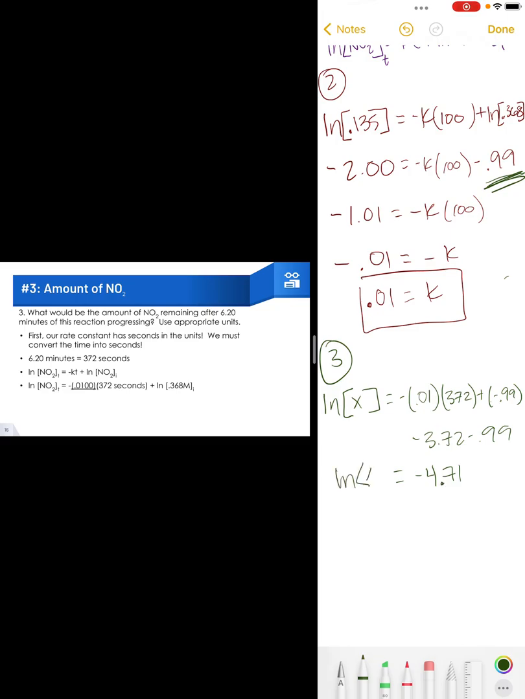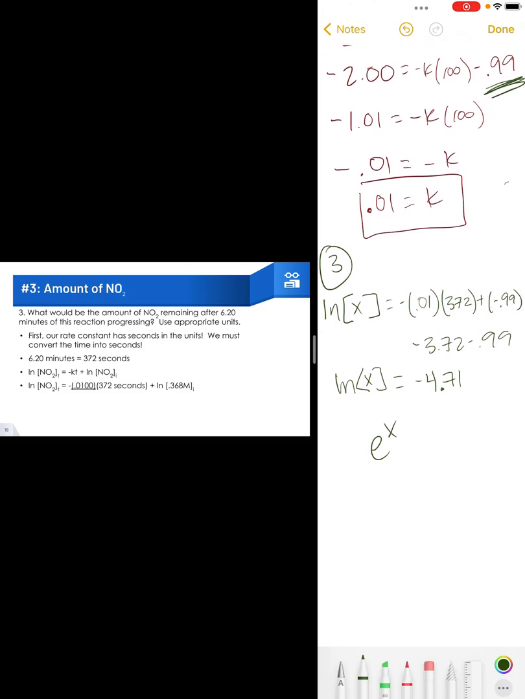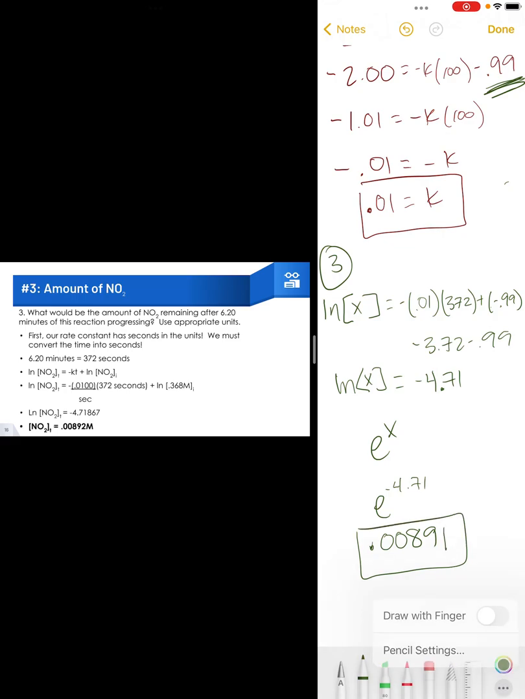So now, if I'm solving for x, I have to do the inverse of natural log. So in your calculator, that function looks like this. So I'm hitting second ln, and it's going to say e, and then it's going to end up looking like this, I believe. And that will give you your answer, which is 0.0089. And it's molarity, it's concentration.